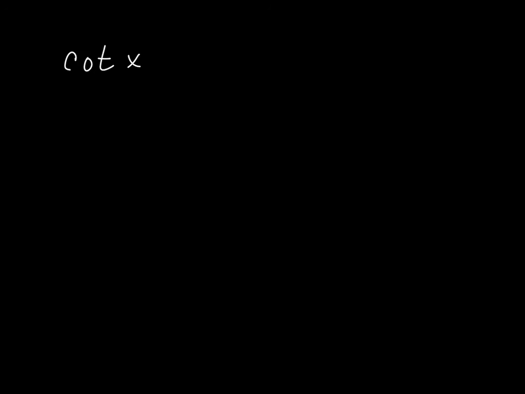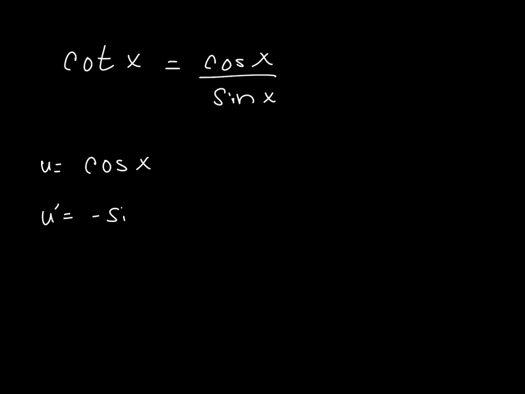So the cotangent can be rewritten as the cosine of x over the sine of x. So using the quotient rule, I can go ahead and set this up as the cosine of x is u. The derivative of the cosine of x is minus the sine of x. The denominator in this case is the sine of x. The derivative of the denominator is the cosine of x.